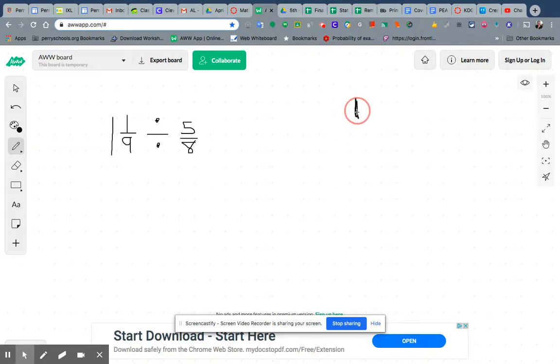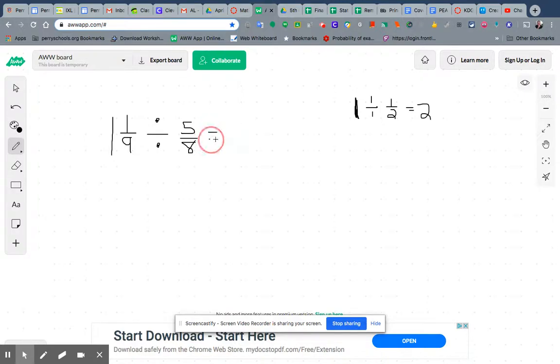So I've got 1, and I'm going to take 1 divided by, and I'm going to look at 5/8. 5/8 is almost half. So 1 divided into groups of a half. How many half groups can I put into 1? And the answer is 2. So my estimation is going to be 2 for the answer to this problem.